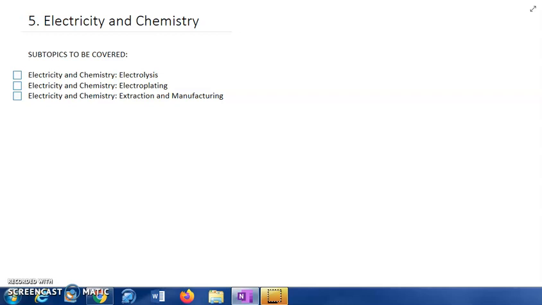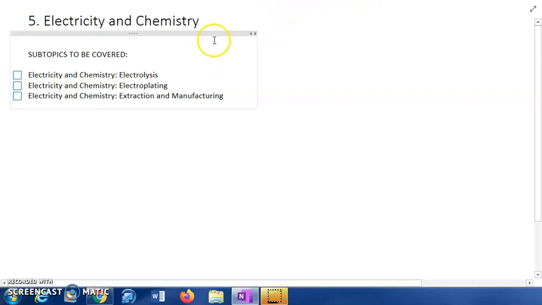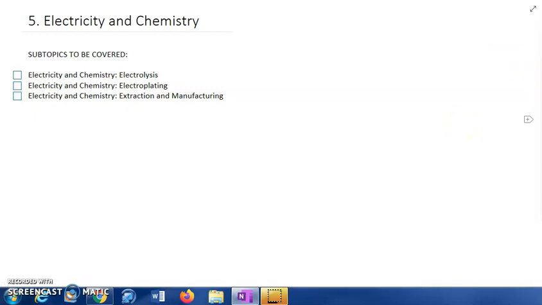Hi everyone. Today we're going to learn a new topic, electricity and chemistry. This is a very interesting topic, and there are three subtopics under it: electrolysis, electroplating, and extraction and manufacturing. For today's lesson, we're going to look into electrolysis, some basic concepts of it.